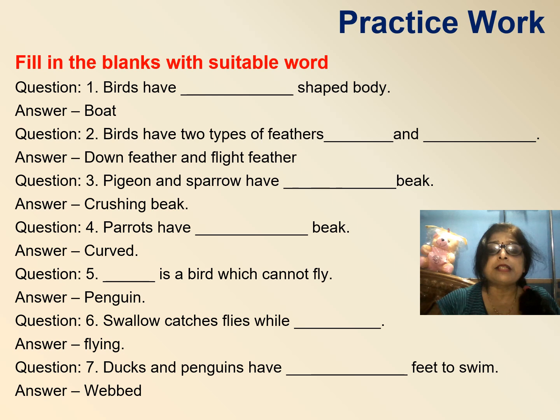First one, birds have boat shaped body. Answer is boat. Birds have 2 types of feather, that is down feather and flight feather. Pigeon and sparrow have crushing beak. Parrots have curved beak. Penguin is a bird which cannot fly. Swallow catches flies while flying. Ducks and penguins have webbed feet.